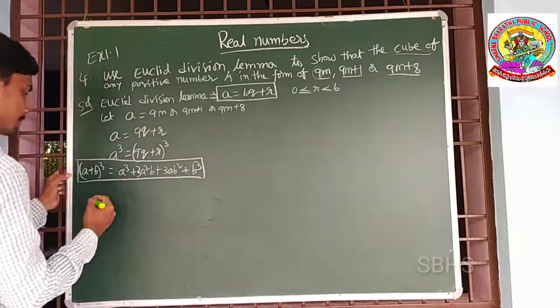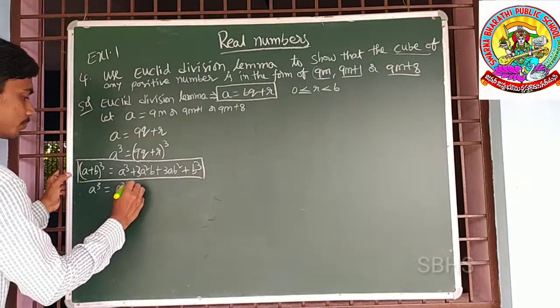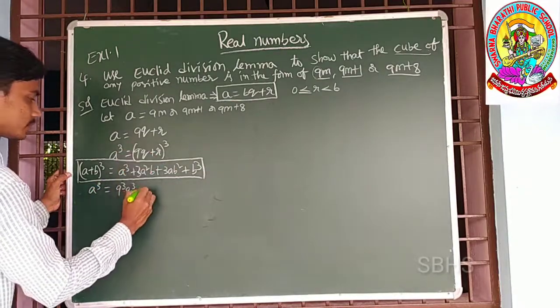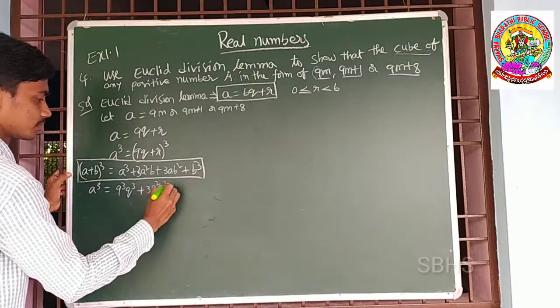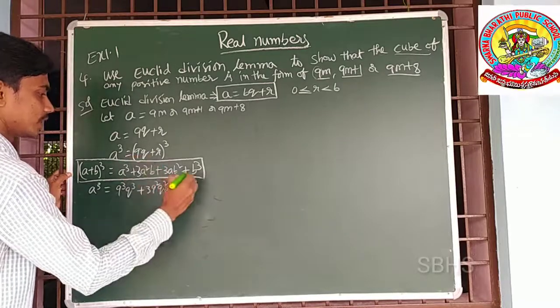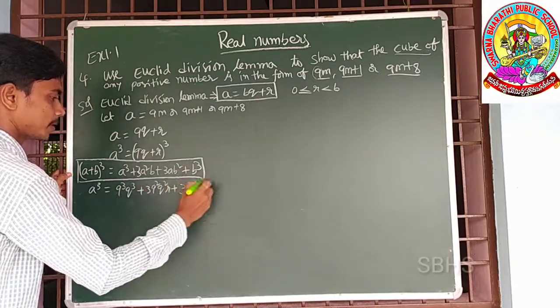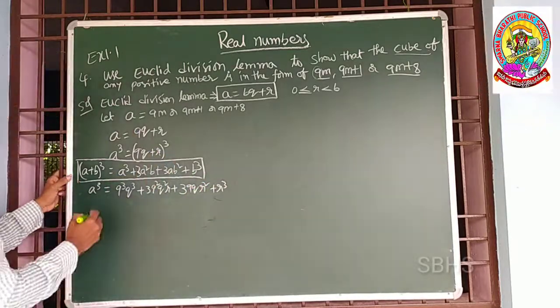By using this, a cube is equal to 9 cube q cube, which means this is a cube plus 3a square b plus 3ab square plus b cube.